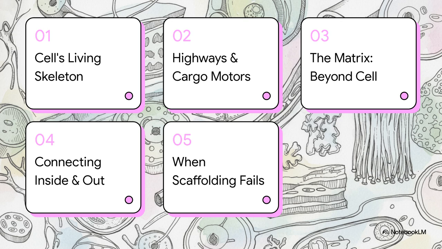Okay, so here's our game plan. We're going to start by looking at the cell's internal skeleton. Then we'll see how that very same skeleton acts as a highway system. After that, we're going to step outside the cell into the matrix. Then we'll see how the inside and the outside are connected. And finally, we'll get into the really critical stuff. What happens when this whole scaffolding system fails?